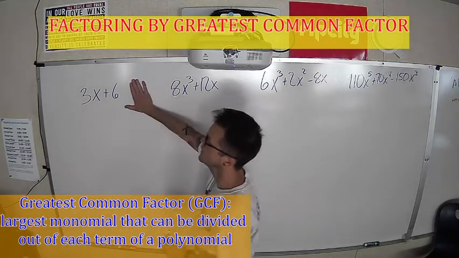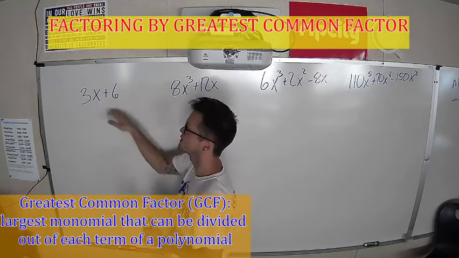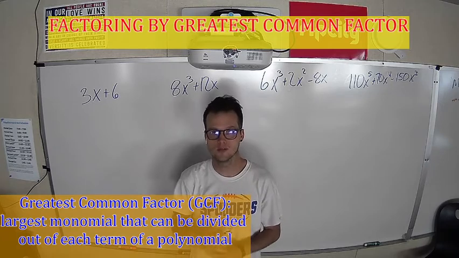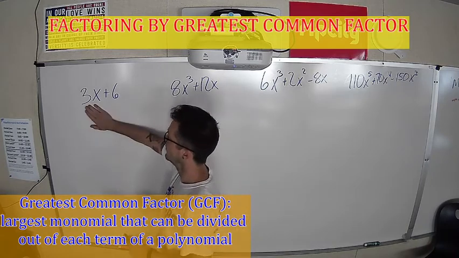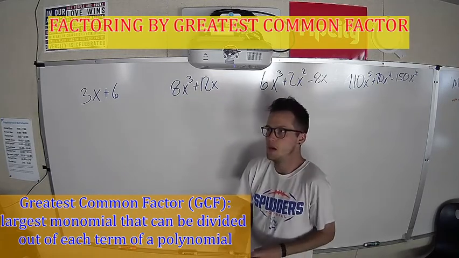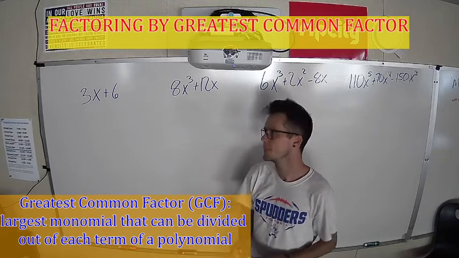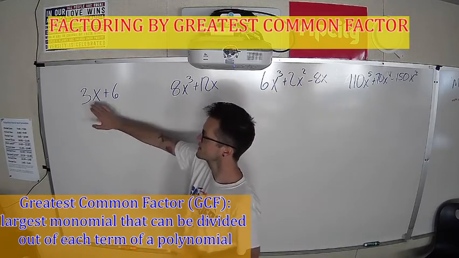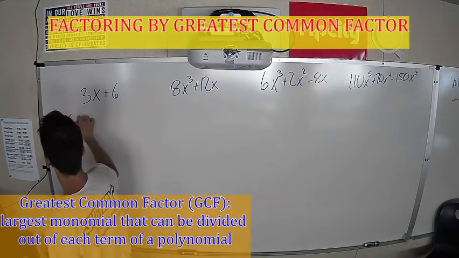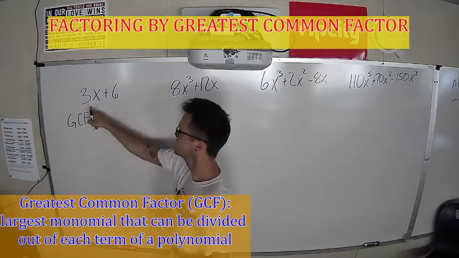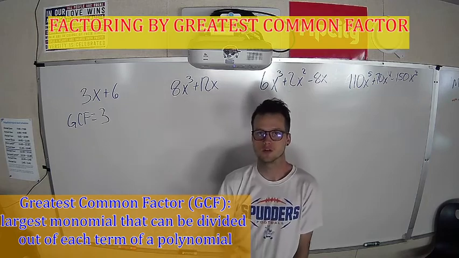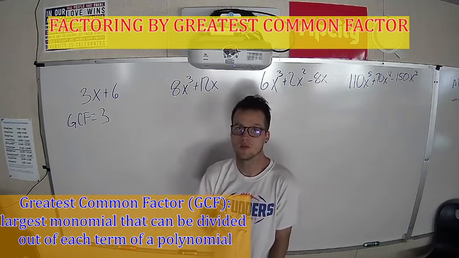So here's an example, 3x plus 6. We're going to look at each of these terms individually and identify the biggest thing that we can divide out of both of those terms. I'm noticing that only one of these terms has an x, so I cannot divide out an x from both of these terms. But 3 goes into 3x, and 3 also goes into positive 6. So our greatest common factor between these two terms is 3, because 3 goes into the first term and 3 goes into the second term. That's the greatest common factor.